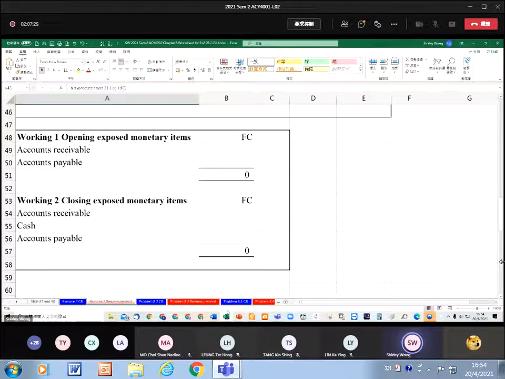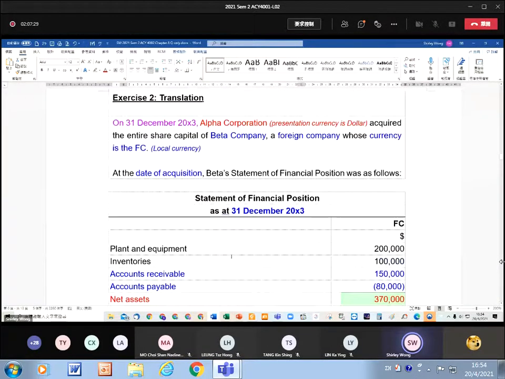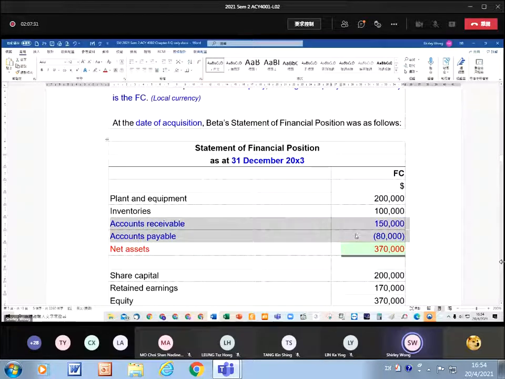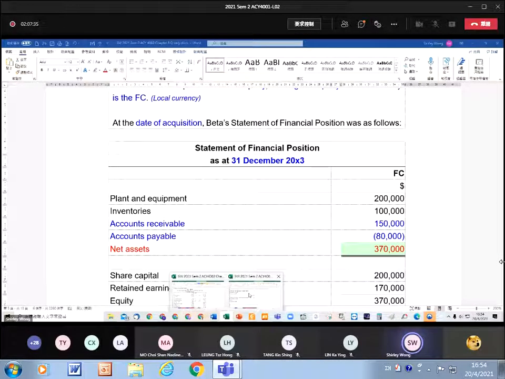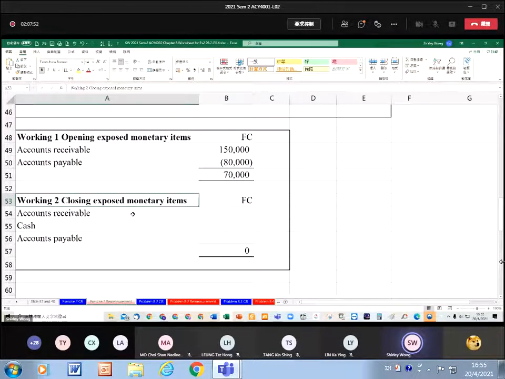Originally, we will have some information here. At the beginning, we have 2 items, accounts receivable and accounts payable only. So we input the amount here. Therefore, the opening should be 17,000. So we copy it down. How about the closing monetary item?